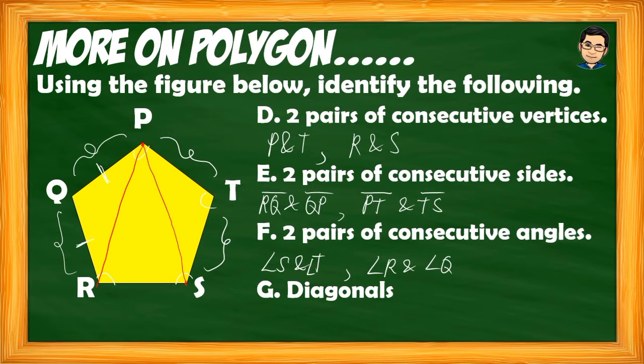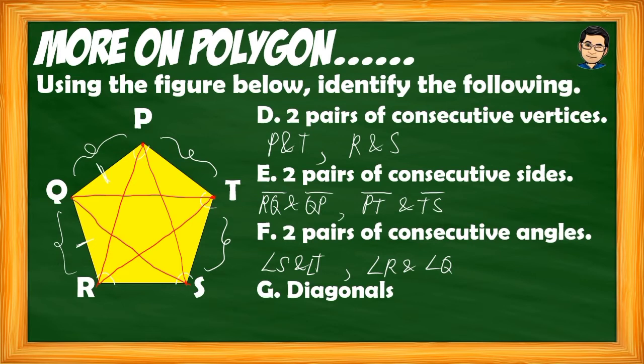And then, using vertex T naman, connect natin siya, TQ, tapos TR. And then, using S naman, connect natin yung S tsaka Q. As you can see, nakabuo po tayo ng stars. So, ngayon, ilista natin yung mga diagonals.